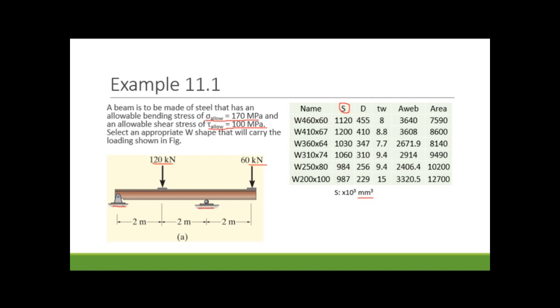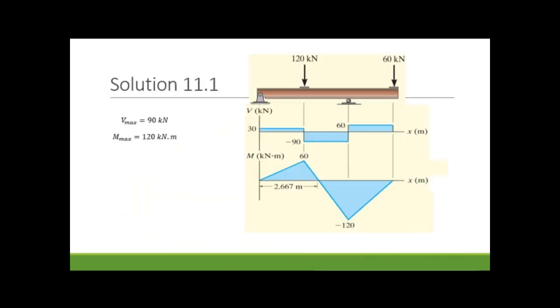Other properties are also given: d means the depth, tw is the web thickness, and this is the area of the web of these sections, and also the total area of the sections. These properties are taken from the standards. So we have ready sections, and we want to choose the two most optimum sections. First of all, I want to start.